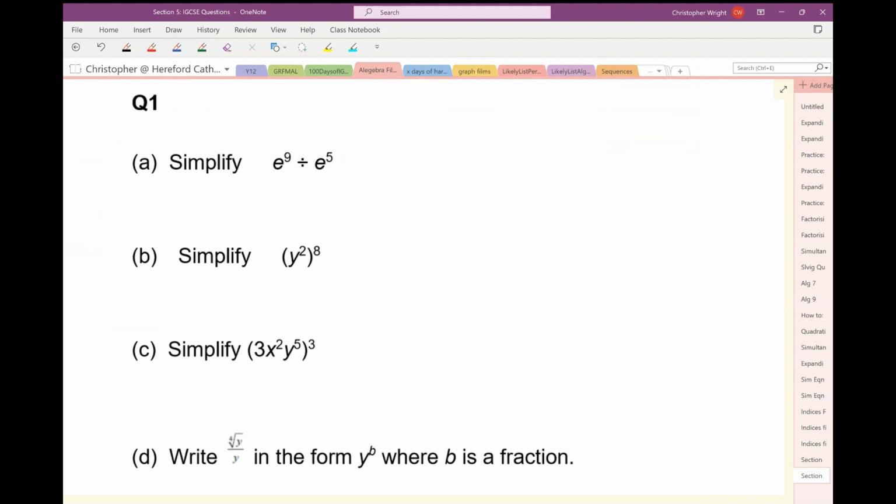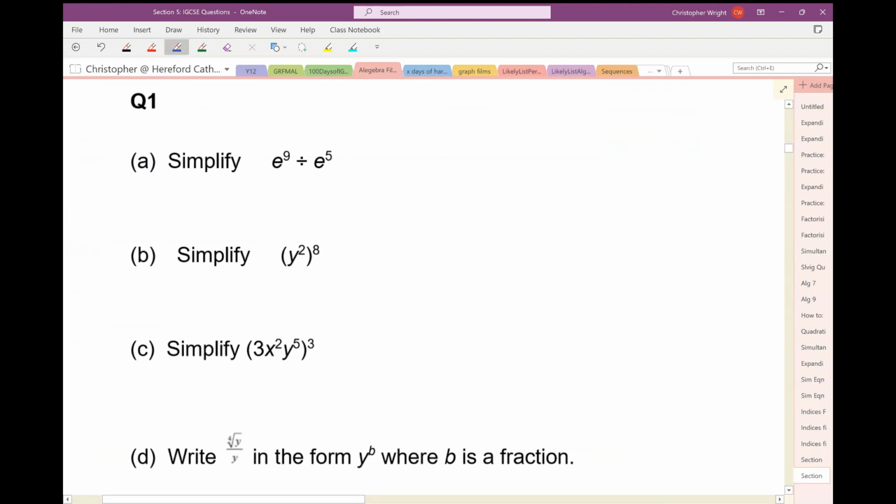So now that we understand the rules of indices, and if you're not sure of any of them, I suggest you watch the earlier parts of this film, then we can simply get on and use them. So in this case, I'm dividing. I'm going to subtract the powers, e to the power of 4. Part B, I've got y squared, which I'm raising to the power of 8. So that's going to be y to the power of 2 times 8, y to the power of 16.